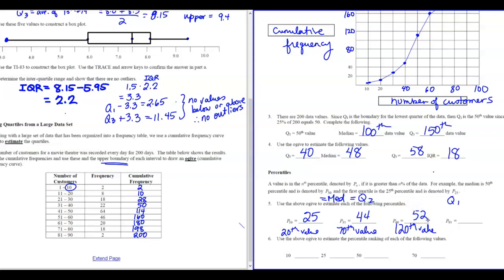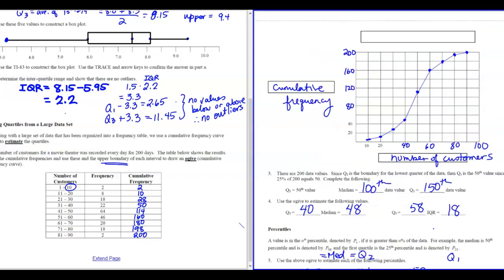And the 95th percentile, that would be the 190th value. So that's 180, and 190th is about there. So I'd say about 78.